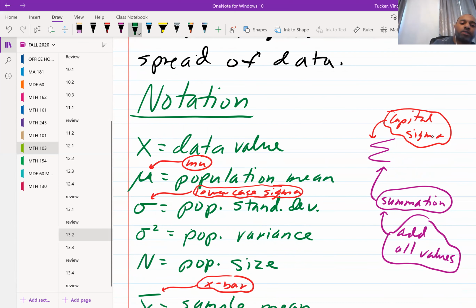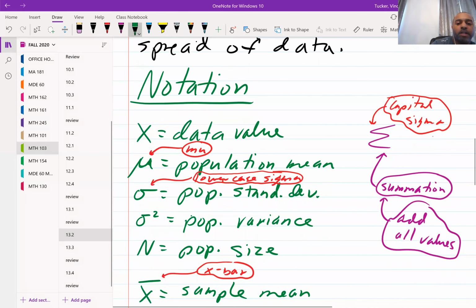The circle with that stem sticking out is lowercase sigma. I know most of you probably know what capital sigma is. That's over here. That actually represents the summation, the adding up of all values, capital sigma. But lowercase sigma is the population standard deviation. Then your variance is your standard deviation squared. And capital N represents your population size.